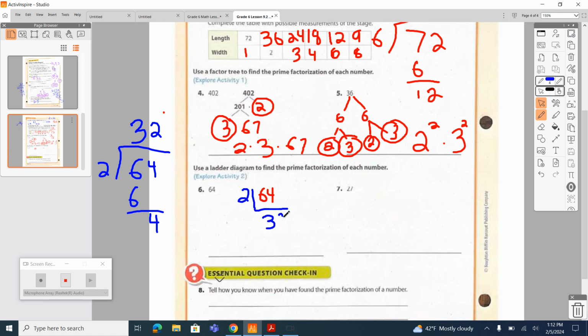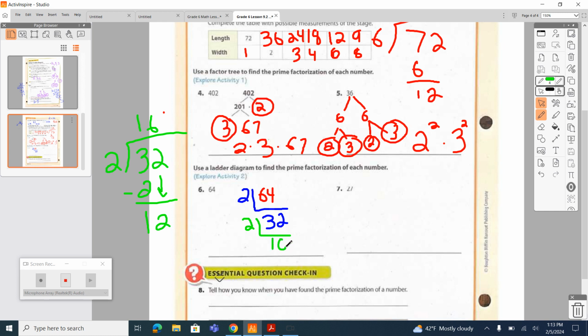Now we have to divide 32 by 2. And I think I'll change colors again. I'm feeling like green. I don't know how well you can see this, but 32 divided by 2. 2 goes into 3 one time. 1 times 2 is 2. 3 minus 2 is 1. Bring down the 2. And 2 goes into 12 6 times. So I'm left with 16.